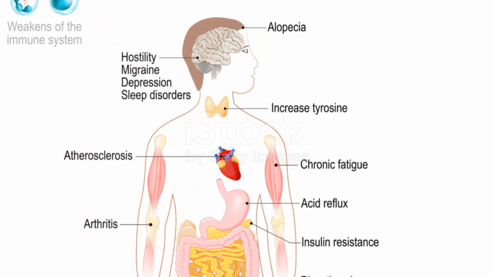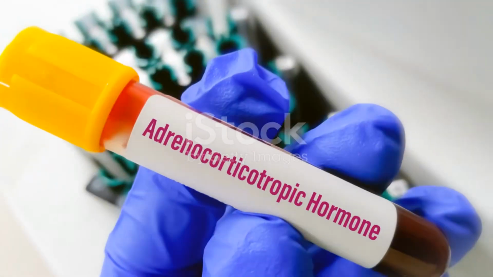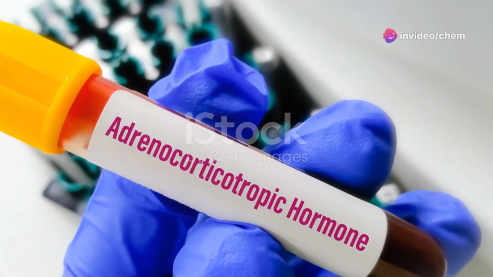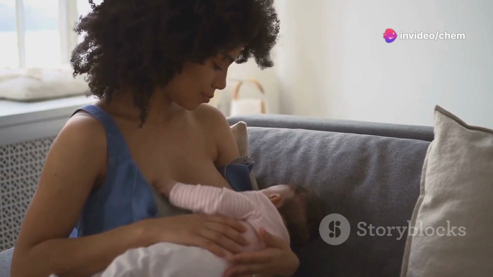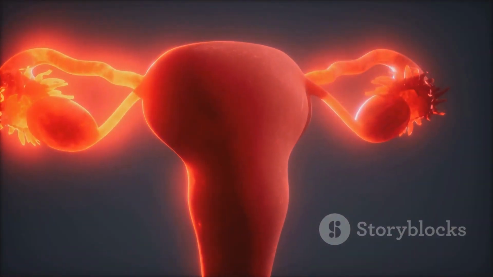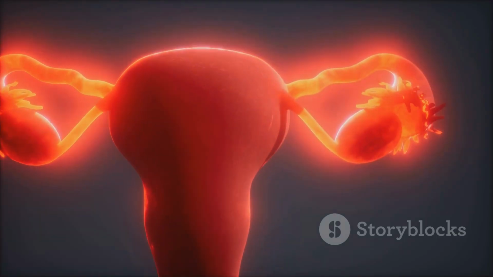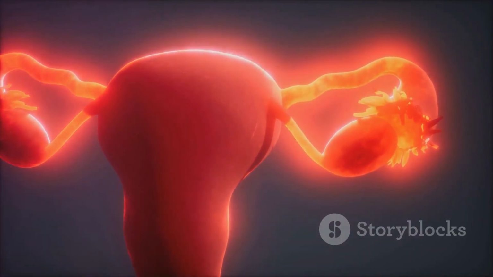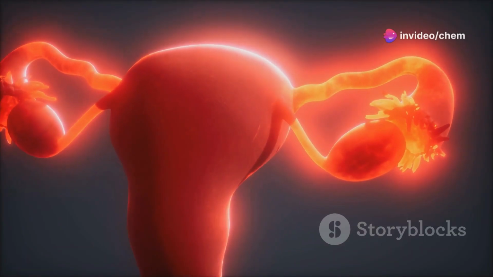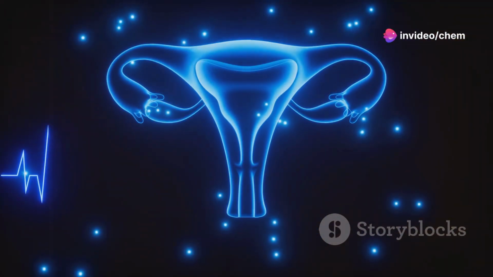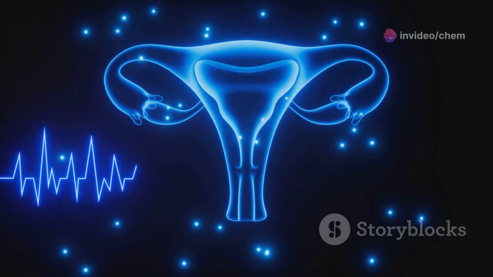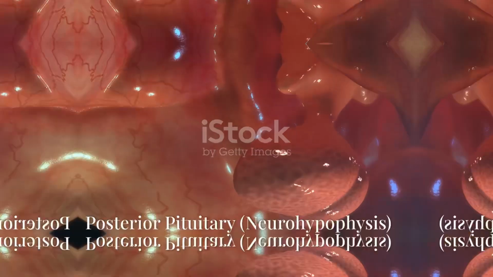Adrenocorticotropic hormone, which stimulates the adrenal cortex to release cortisol, helping the body respond to stress. Prolactin, which stimulates milk production in the mammary glands after childbirth. Follicle-stimulating hormone and luteinizing hormone, which regulate reproductive processes, including the development of eggs in the ovaries and sperm in the testes. Luteinizing hormone also triggers ovulation and stimulates the production of estrogen and testosterone.